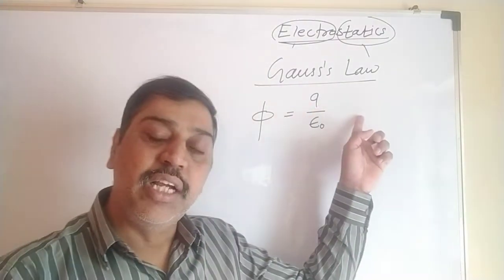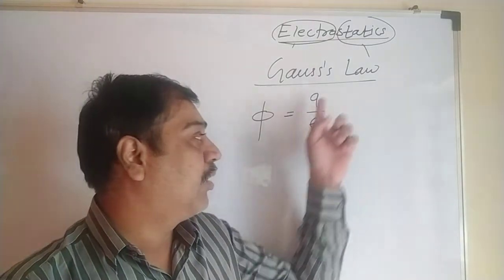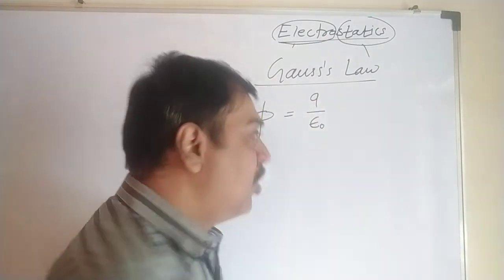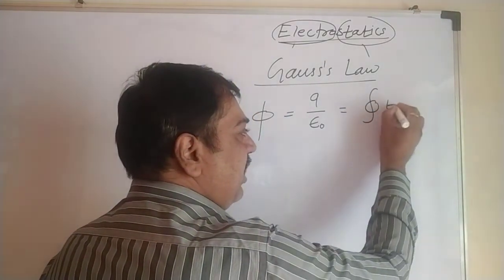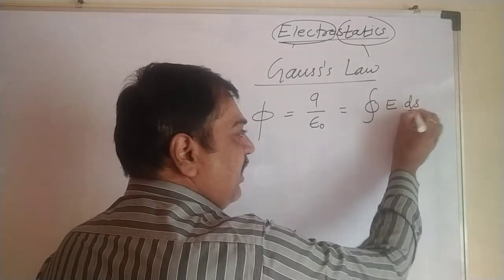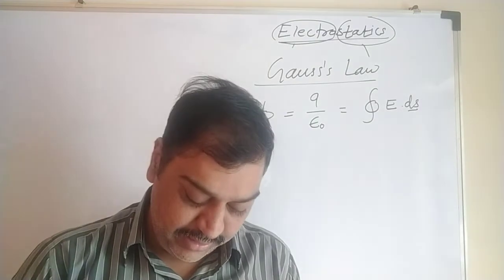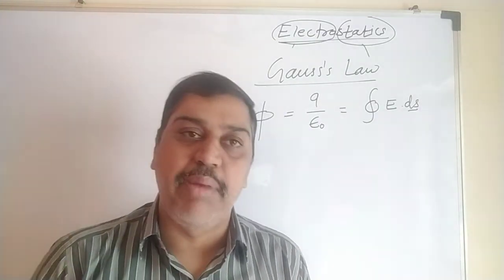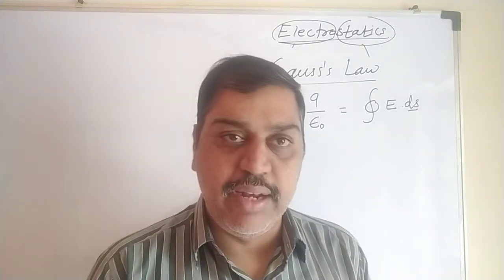Q is the charge enclosed by that surface. Then the outward flux phi equals Q divided by epsilon 0, and that is equal to the integration over a closed surface of E dot ds. ds is a small area we have taken, and E is the electric field intensity. This is the mathematical statement of Gauss law, sometimes called the Gauss theorem. We already learned this in 11th standard.